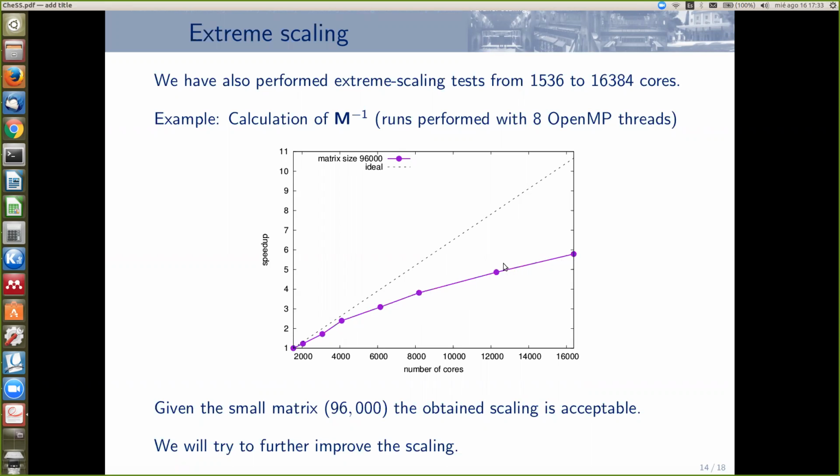And nevertheless, we are also trying to improve the scaling so that in the future we can close this gap here and stay much longer close to this perfect scaling up here.